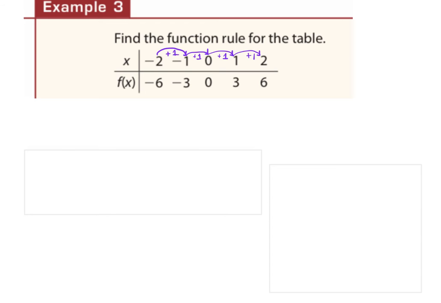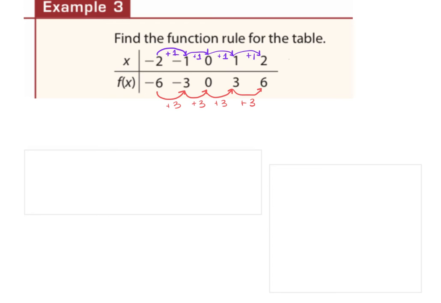Now let's see what they're doing on the bottom. On the bottom, we went from -6 to -3. We went from -3 to 0, from 0 to 3, and from 3 to 6. What are they doing down there? Adding a 3, and you'll notice it is the same all the way across, okay?